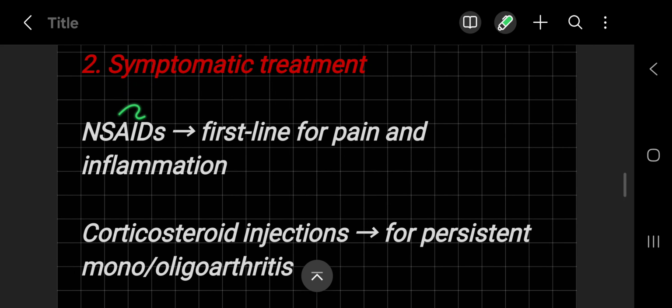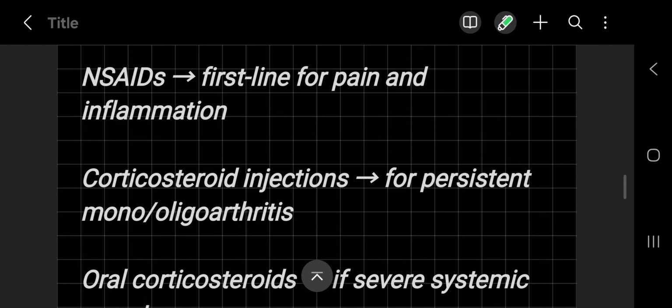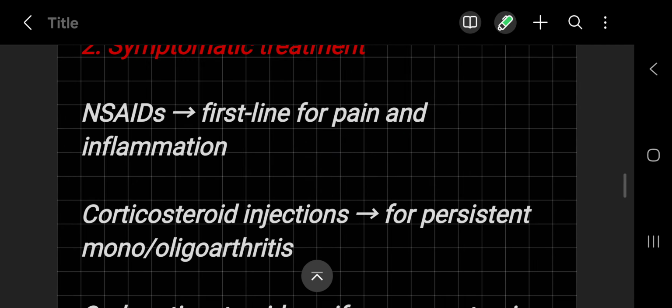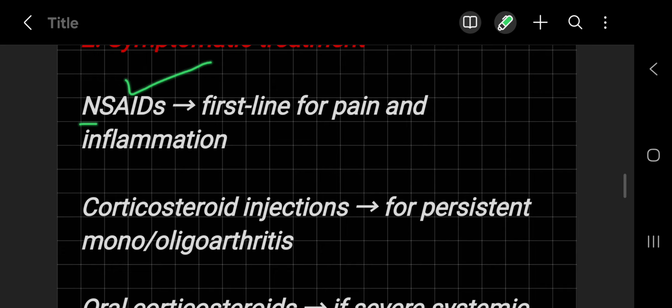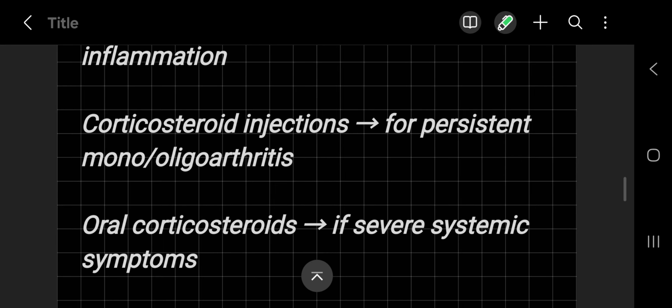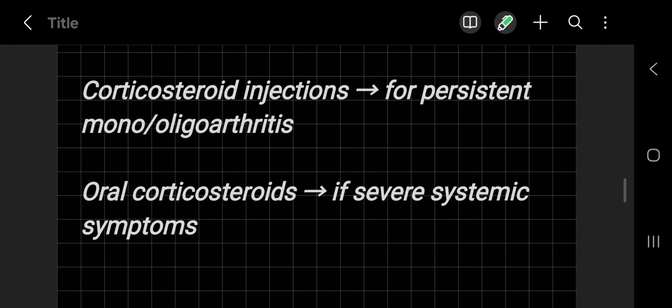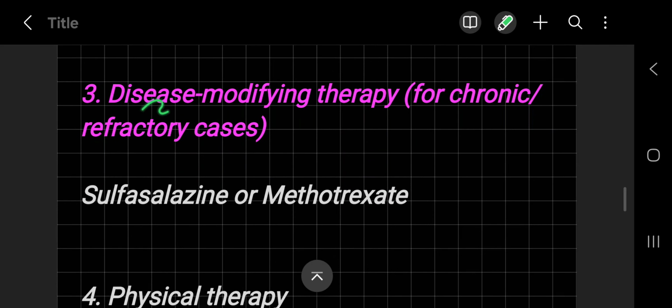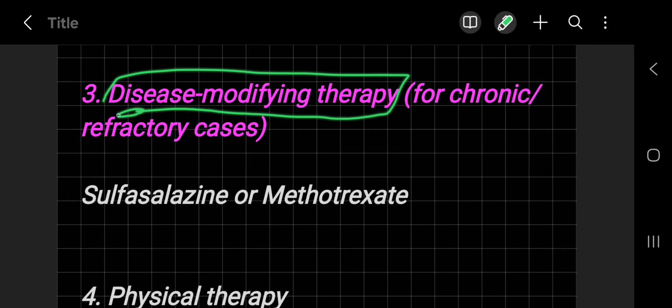Symptomatic treatment. As the patient has arthritis, for arthritis you go for NSAIDs. NSAIDs are first line for pain and inflammation, and arthritis mostly remains for weeks to months. So this arthritis requires management. All other signs and symptoms disappear mostly within days or weeks, but arthritis remains. So NSAIDs are given for arthritis as first line treatment. Then if NSAIDs don't work, we can go for corticosteroid injections into the joints, but it is not routinely recommended. You go for disease modifying therapy if patients do not respond to NSAIDs.